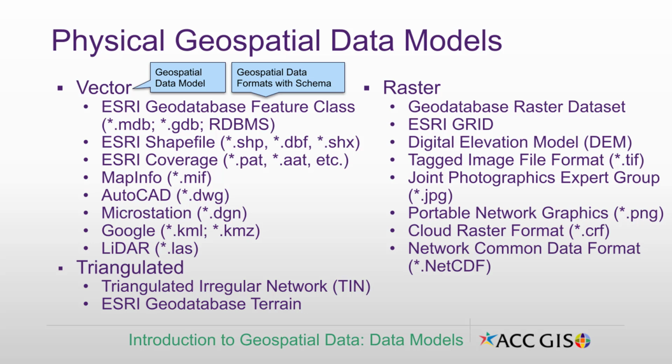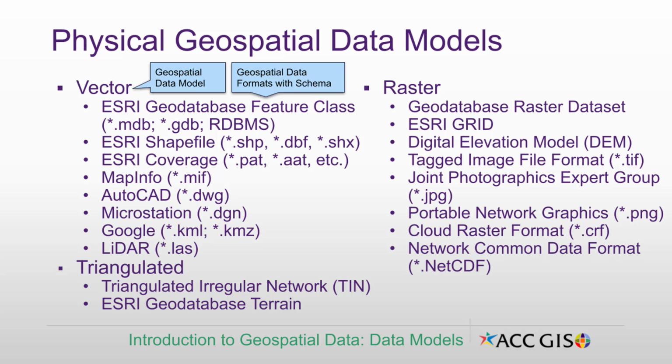Some common formats include the ESRI geodatabase. There are different formats of that, which include a personal geodatabase or a .mdb, a file geodatabase, which is a .gdb file, or an enterprise geodatabase, which is a geodatabase stored in a relational database management system, or RDBMS, like SQL Server or IBM's DB2. Now, the geodatabase itself is not a vector data model. It's the feature classes that are stored in a geodatabase.